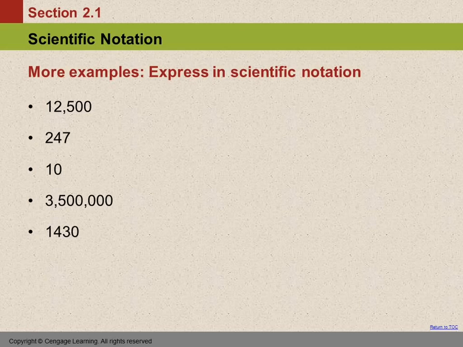247. So we're going to write that as 2.47, right? 2.47 times 10 to the something, times 10 to the 2. We move the decimal point over 2 places. 1, 2. 247 is kind of a big number, so it's a positive.